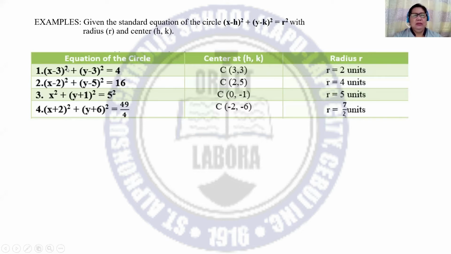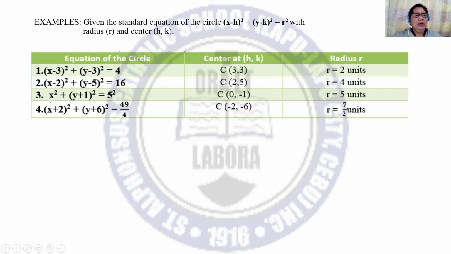For number 1, the center has coordinates 3 and 3. For the radius, the square root of 4 is 2. So r is equal to 2 units. For number 2, the coordinates of the center are 2 and 5 because h is 2 and k is 5. And the square root of 16 is 4. So r is equal to 4 units.